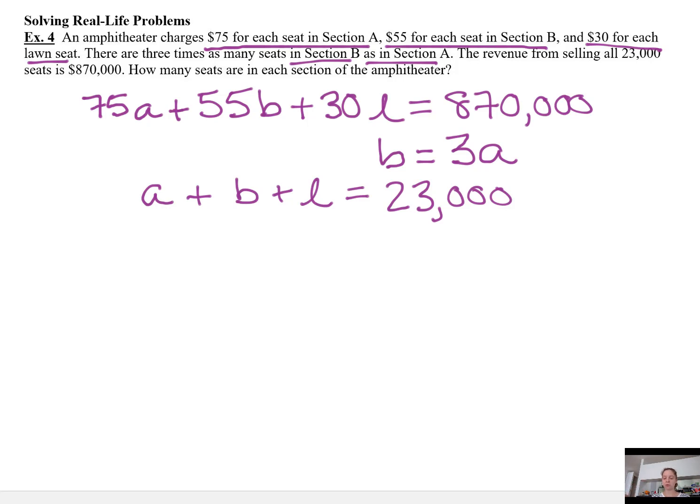So here are our 3 equations with 3 unknowns. If you look in the textbook at this problem, they use X, Y, and Z. That's perfectly fine if you want to translate Section A to X, B to Y, and lawn to Z. I don't want to add another layer of complication here, so I made it make sense to me. Section A is A, B is B, lawn is L.